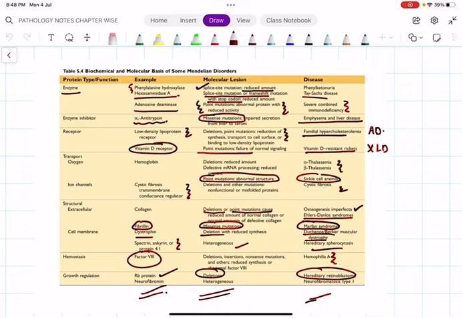CFTR, deletion, cystic fibrosis. So, in this table, the author wants to give you a gist of all the genetic disorders. If you have these basic points in mind, when you start studying the pathogenesis or features of sickle cell anemia, you can understand the molecular lesion: point mutation, glutamic acid replaced by valine at the 6th position of the beta chain of hemoglobin. Based on this whole table, the whole genetics chapter of Robbins is built.